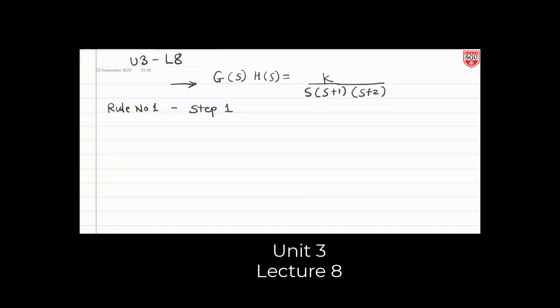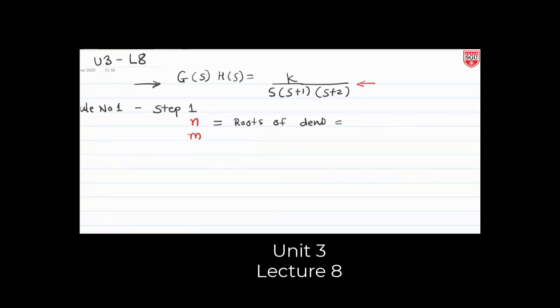We denote poles by n and we denote zeros by m. This is the equation. From this equation, how to find out poles? What is meant by pole? Poles are the roots of the denominator. So what are the roots of the denominator?